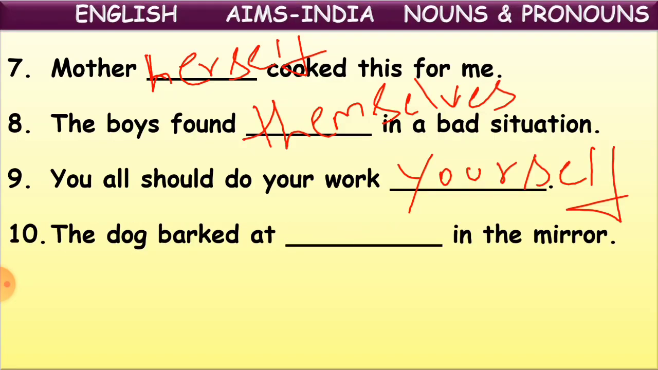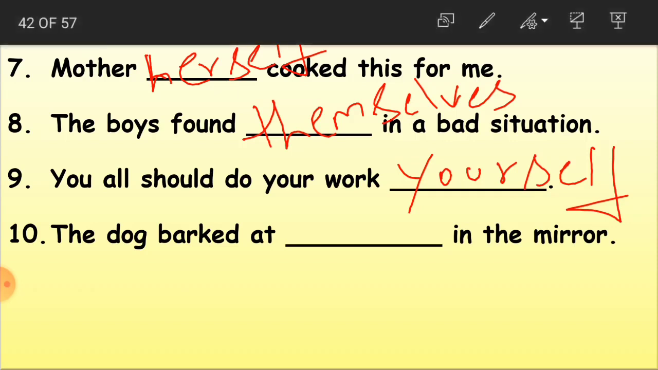The dog barked at dash in the mirror. The dog, because it is an animal, how do we represent an animal in pronoun form? It. The dog barked at itself in the mirror. Okay. Clear, children?